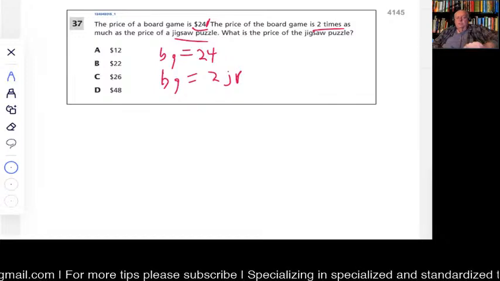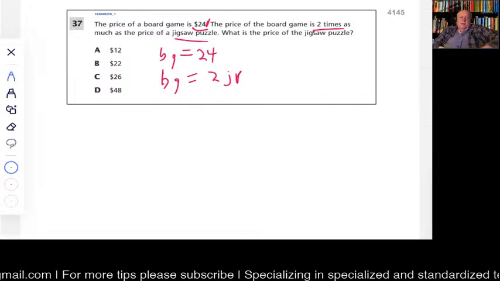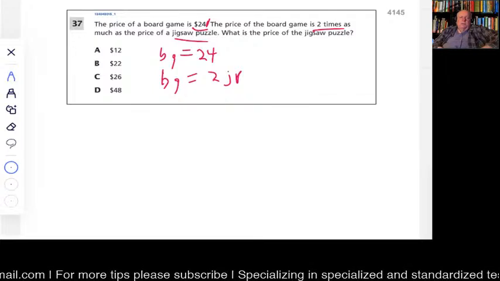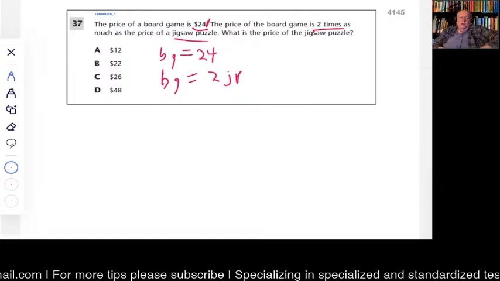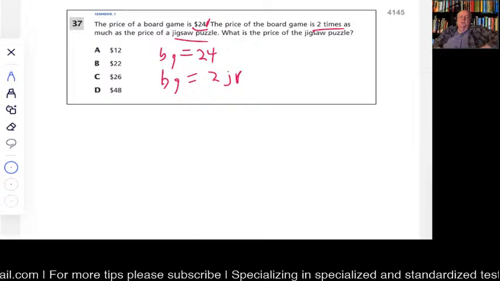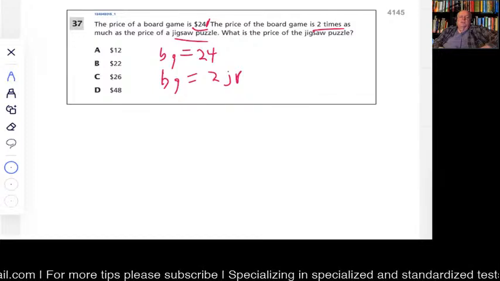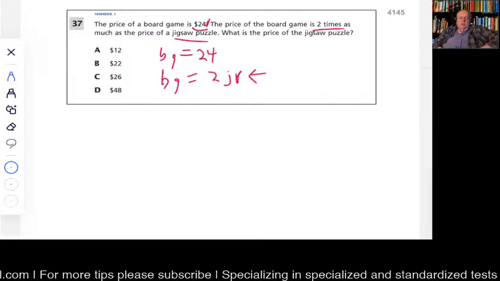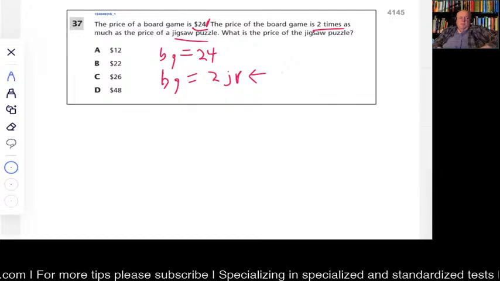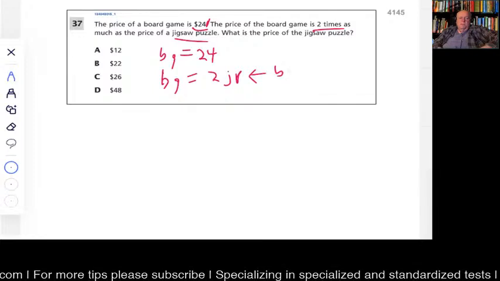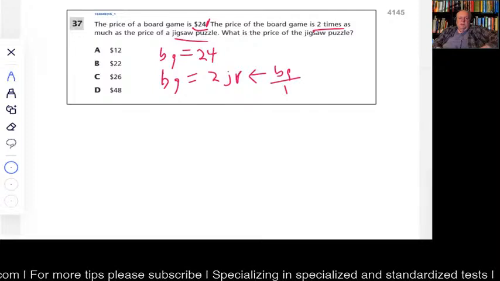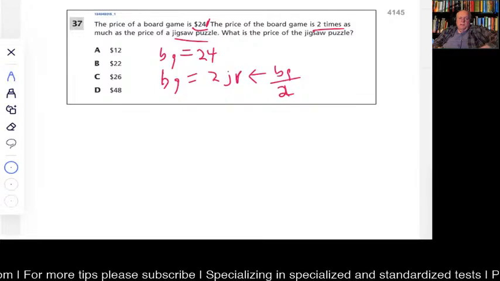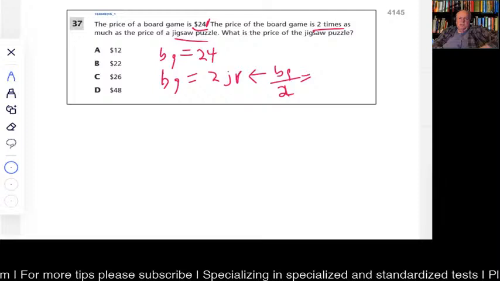Okay? So this is the error that some kids make, which is why I think most kids got this question wrong. Then it asks, not what is the price of the board game? We already know it's 24. What is the price of the jigsaw puzzle? Right? If the second equation here is true, it means that the board game divided by 2 is equal to the price of the jigsaw puzzle.